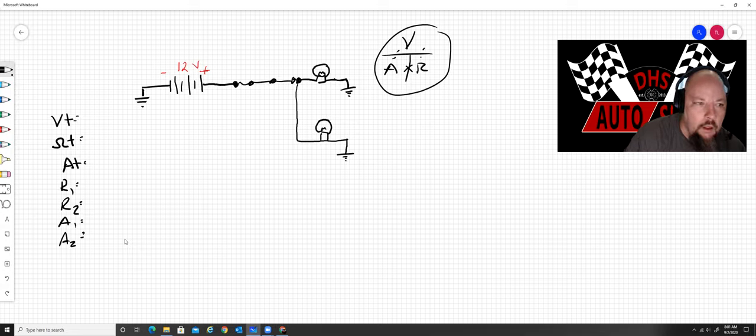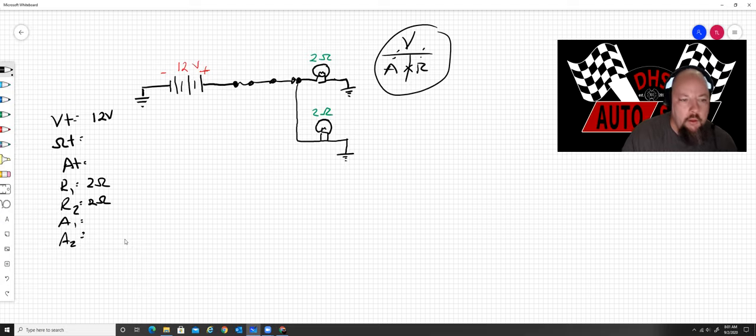All right. We're going to pick our volts value. We'll leave that at 12 again. Resistance value, let's use 2 this time. We'll do one more after this with some values that are not even, just to show you that it still works. So we have a voltage total, 12 volts. We don't know what our amps total is. We don't know what our resistance total is. But we do know that branch 1 has 2 ohms. Branch 2 has 2 ohms. A1 and A2, look back at our ohms up high. We're missing amperage in each branch.